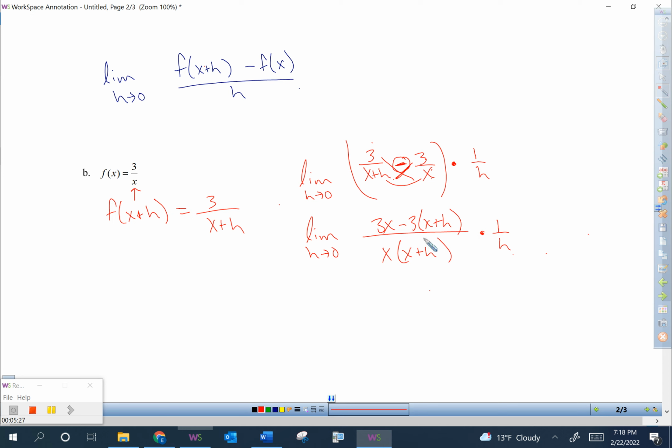Then what we're going to do is simplify this piece. Parentheses mean you probably want to distribute through. You don't need to do that on the bottom, but you sure can if you'd like to. Okay, so limit as h goes to 0. And looking at this piece, it looks like 3x minus 3x minus 3h. And just to show you, if you wanted to on the bottom, you could. x squared plus xh, it doesn't really matter.